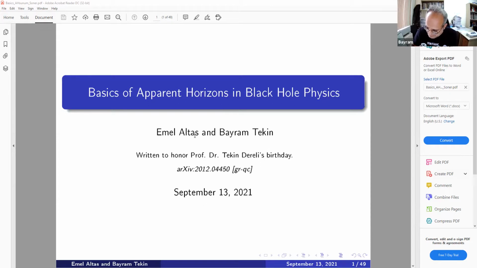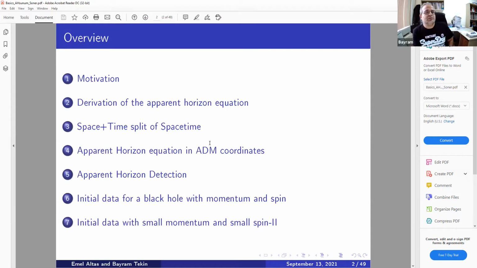Okay, so what are we going to do? First, the motivation of why studying this apparent horizon issue. And then I'll talk about the derivation of the apparent horizon equation. Plus, I will give a brief introduction to space-time split of the covariant space-time. And then after doing that, I'll write the apparent horizon equation in ADM coordinates. And then how you detect apparent horizon for a particular solution. And I will describe initial data for a black hole with momentum and spin, and I will actually conclude.